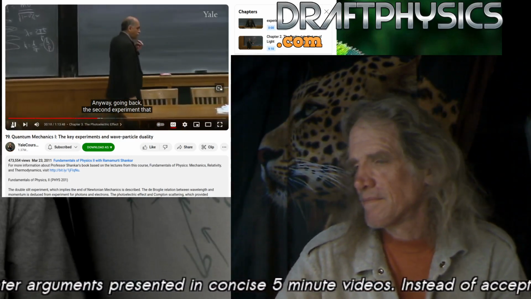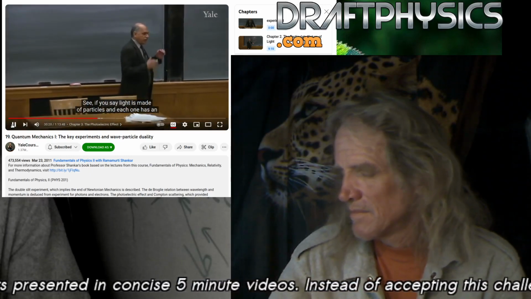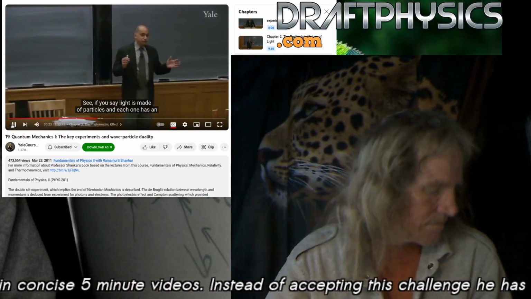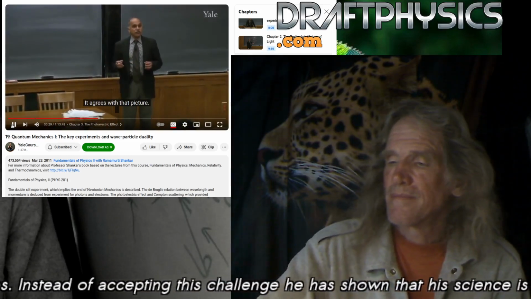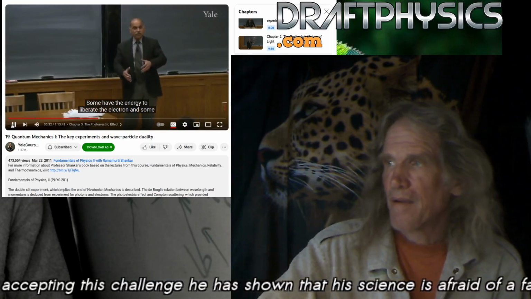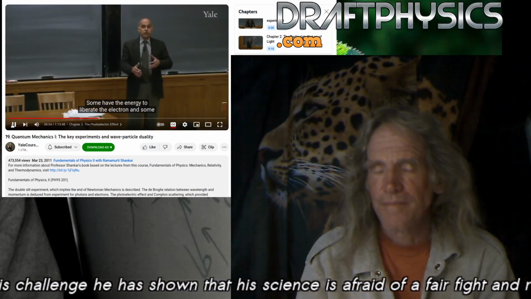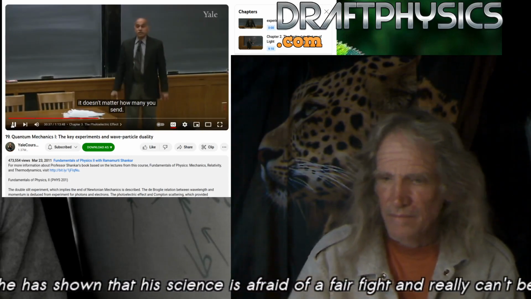The second experiment that confirmed the reality of photons. See, if you say light is made of particles and each one has an energy and momentum, do you understand why the photoelectric effect is a good test? It agrees with that picture. See, individual particles come, some have the energy to liberate the electron, and some don't. And if individually they cannot do it, doesn't matter how many you send.